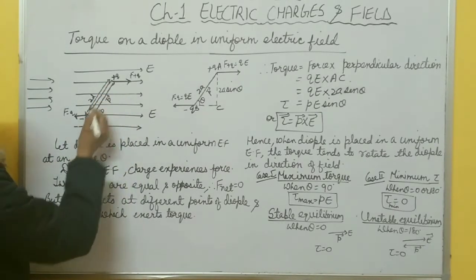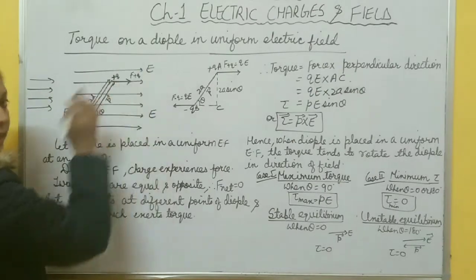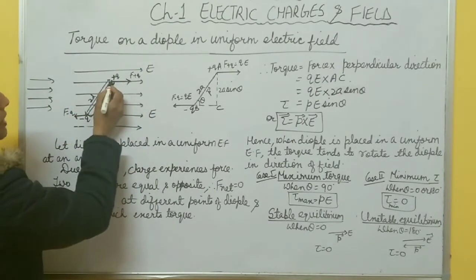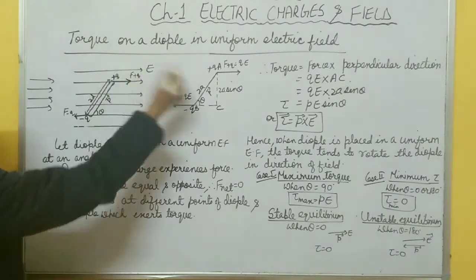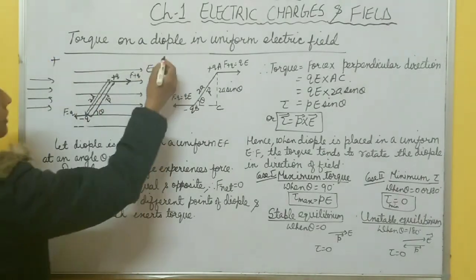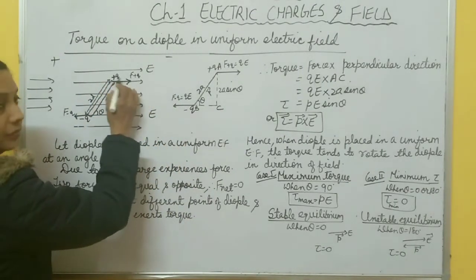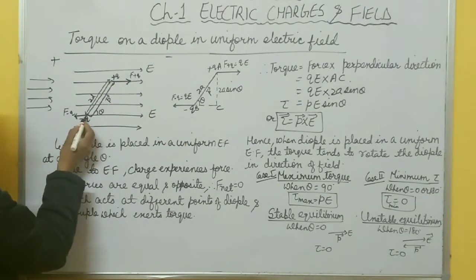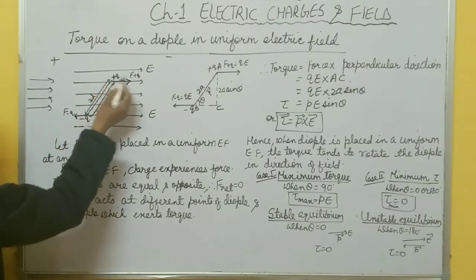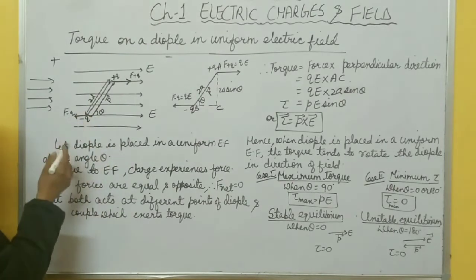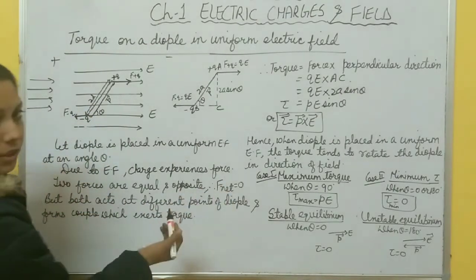Both charges, minus Q and plus Q, experience some force due to this electric field. Force on this plus Q charge is along this direction, right? You know the electric field is in this direction, meaning plus Q is here and minus Q here. So force on the plus Q charge is along this direction, and force on this minus Q charge is along this direction. It means both forces are equal but opposite in direction. So net force becomes 0.